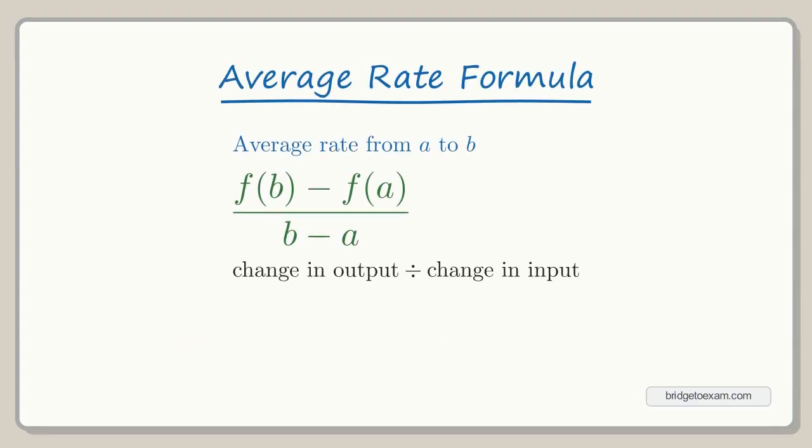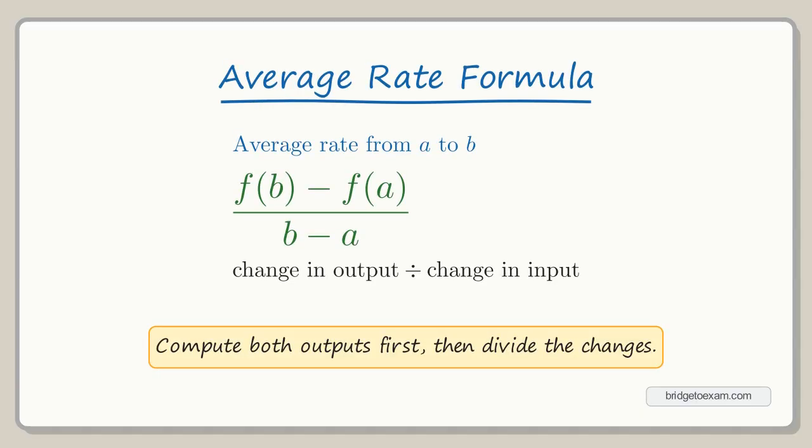Average rate of change is the slope between 2 points on any function, not only a line. For a line, the rate stays constant. For a curve, the average rate depends on the interval you choose.